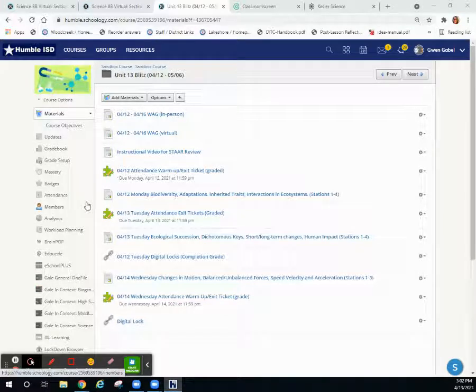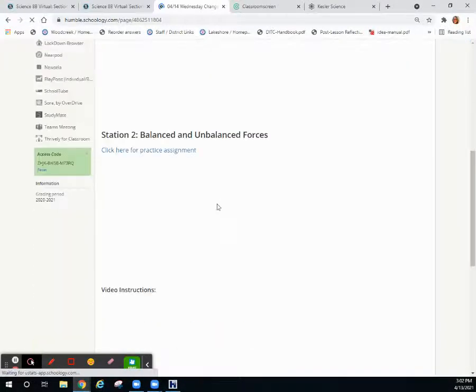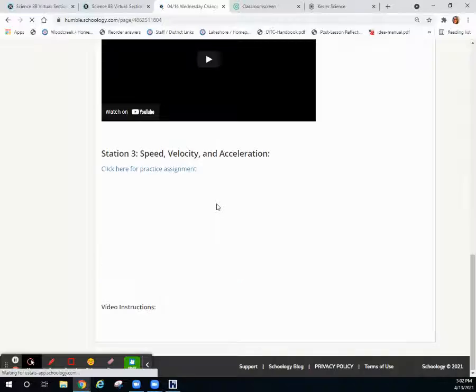Okay, so today this is just a continuation of the next set of stations, and we are on to station 3. So in Schoology, you're going to click Wednesday, changes in motion, balanced and unbalanced, speed, velocity, acceleration. Okay, and we've already done stations 1 and 2, and so now we need to do station 3.